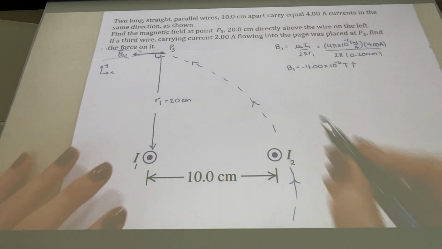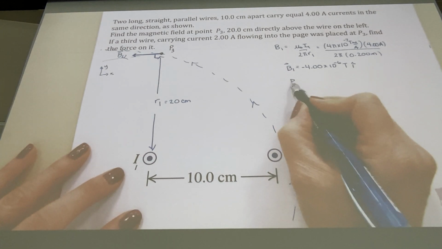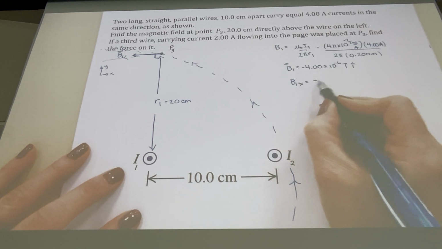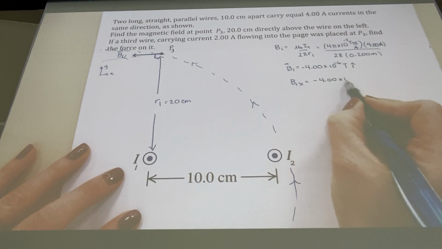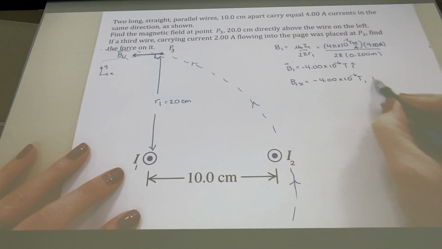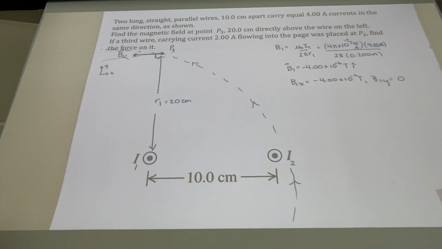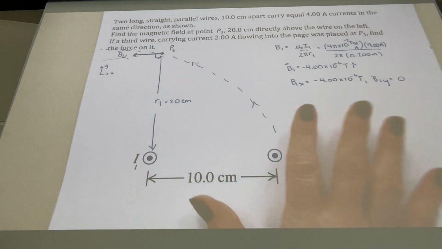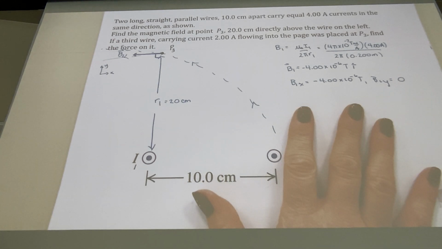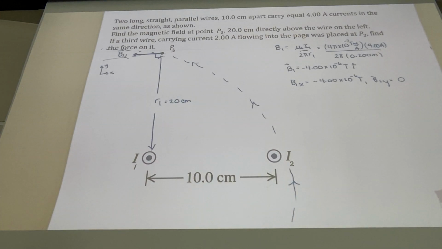These components are not that difficult. B1x is negative 4 times 10 to the minus 6 Teslas. B1y equals 0, because it doesn't point up or down. Okay, so there's our magnetic field B1. Any questions? Okay, we'll do B2 next.